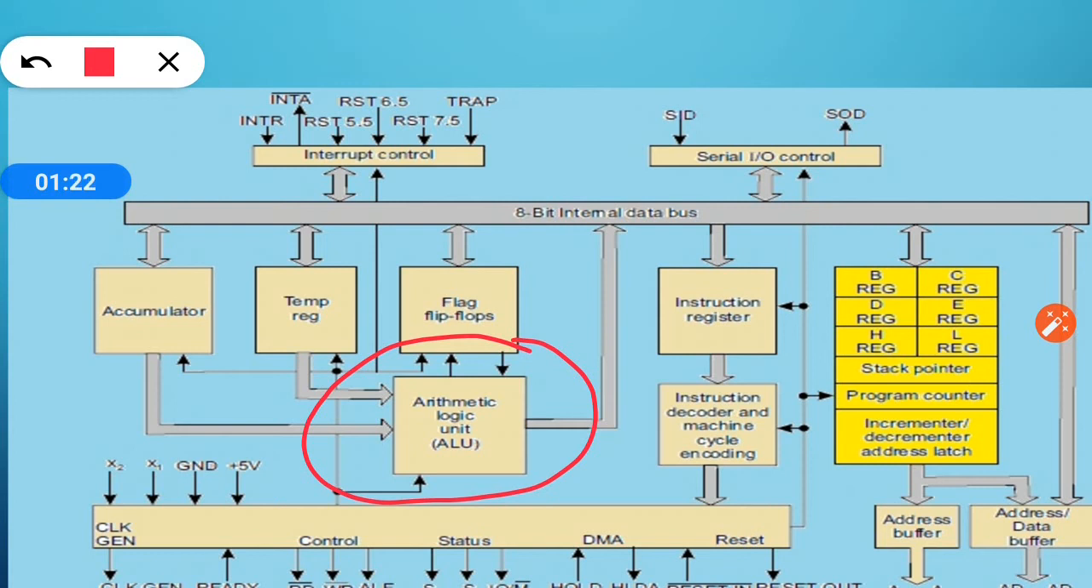The next set of operations performed by the ALU is logical operations. Logical means we know the AND operation, OR operation, XOR operation. These operations are performed by this arithmetic and logic unit.